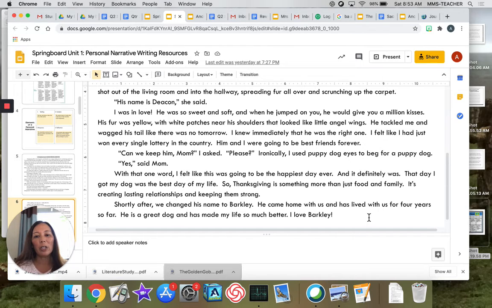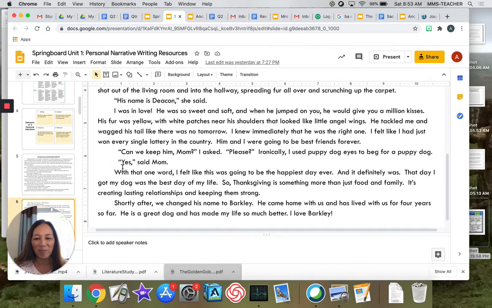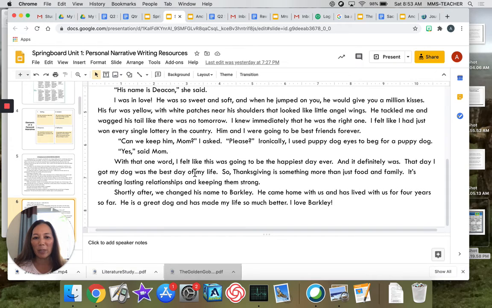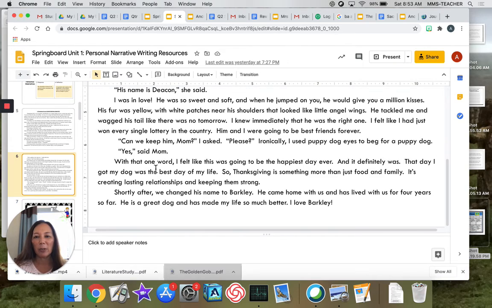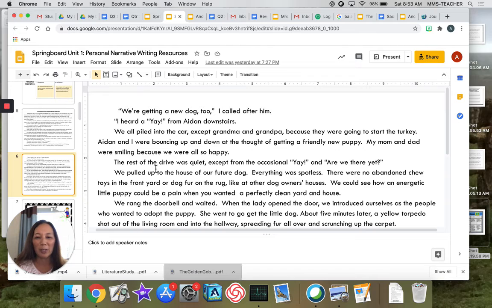Shortly after, we changed his name to Barkley. He came home with us and has lived with us for 4 years so far. He is a great dog and has made my life so much better. I love Barkley.